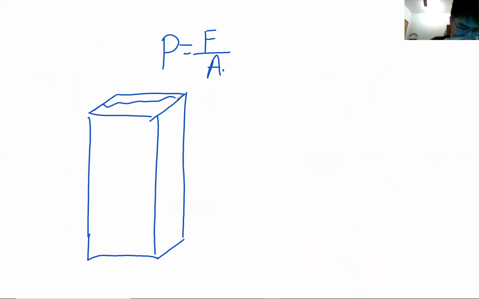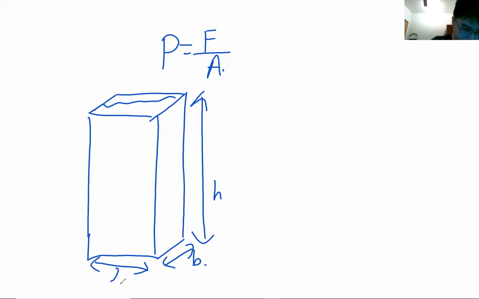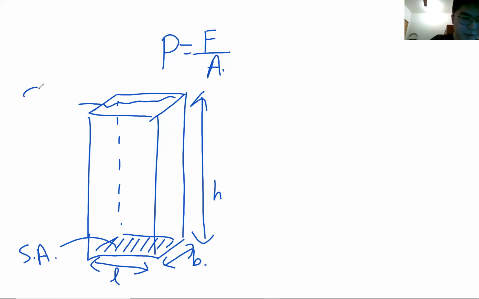Now this is the height of the container. This is the width or the base, and this is the length. Here is the base surface area. I just write SA lah, surface area. So on top is the surface of the liquid.